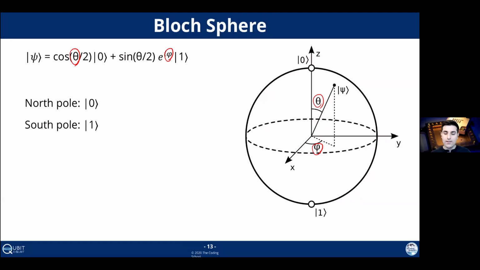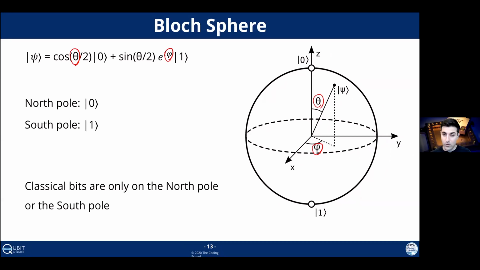So in this definition of a Bloch sphere, the North Pole is the 0 state, the South Pole is the 1 state, and a classical bit, in contrast to a quantum bit or a qubit, can only be strictly on the North Pole over here or on the South Pole over here, and nowhere in between. Whereas a quantum bit, a quantum state, can be anywhere on the surface of this sphere.